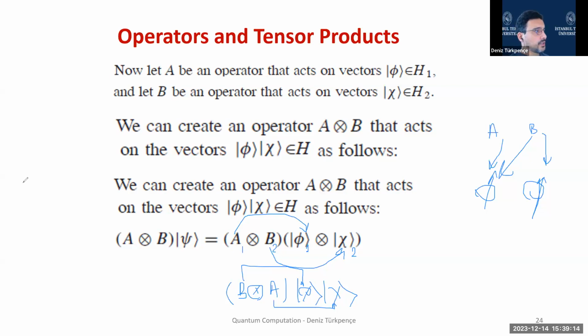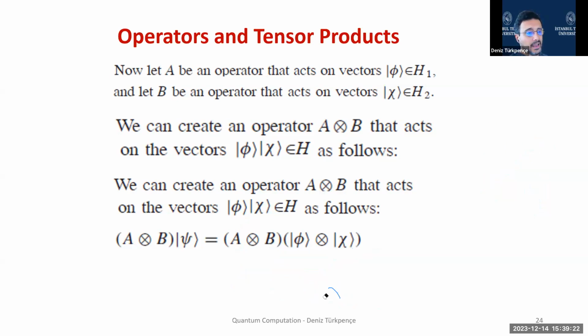And another question can easily come up here. What happens if I want to act A only on the first state, and act nothing on the second state, okay? We will see it in the following slide, but before that, this is the same thing as A acting on phi and B acting on psi, okay? It's just the same thing that we have followed.